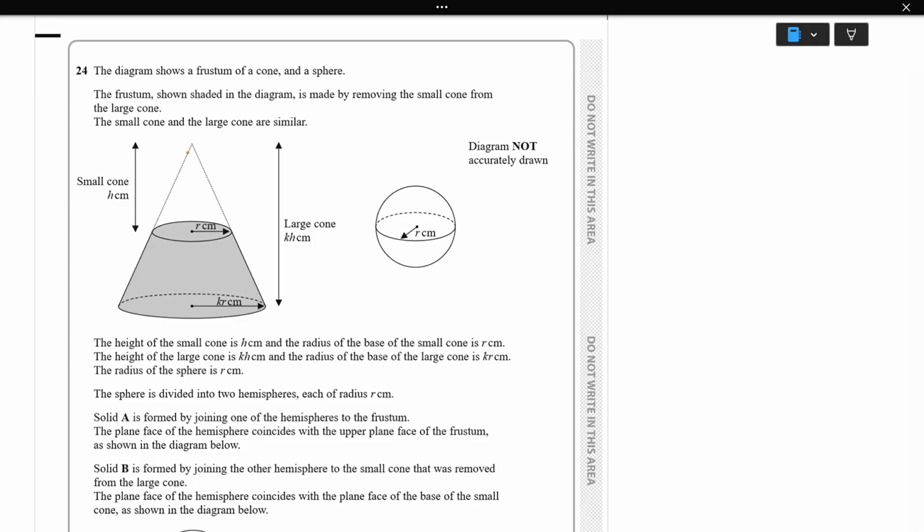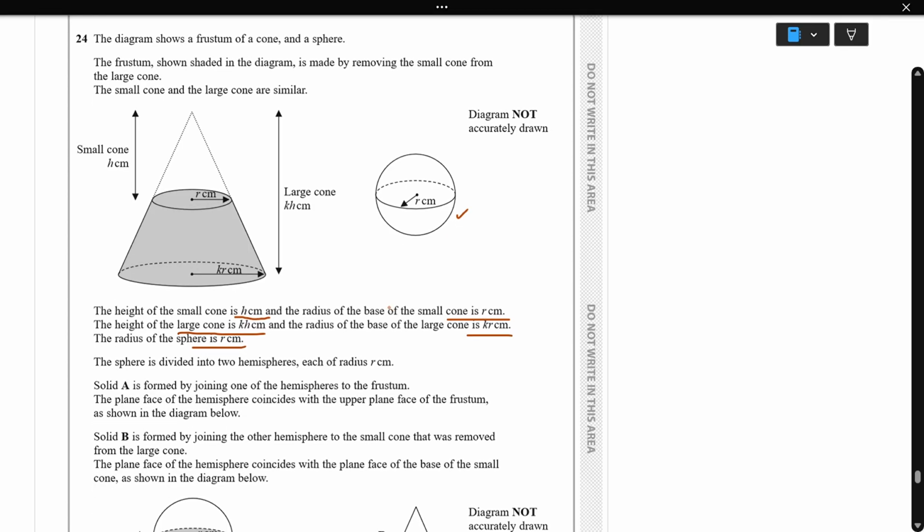The small cone and the large cone are both similar shapes. Next, the height of the small cone is h centimeters and the radius of the small cone is r centimeters, and the height of the large cone is kh centimeters. Because both are similar, the scale factor is going to be k, so the radius is kr centimeters. The radius of the sphere is r centimeters, on the right side.